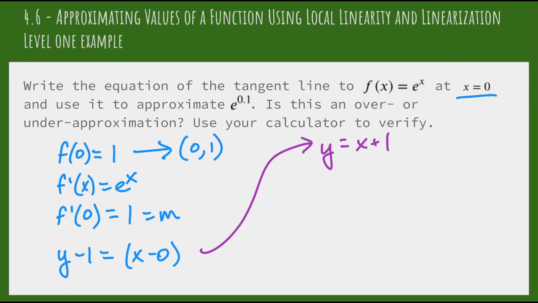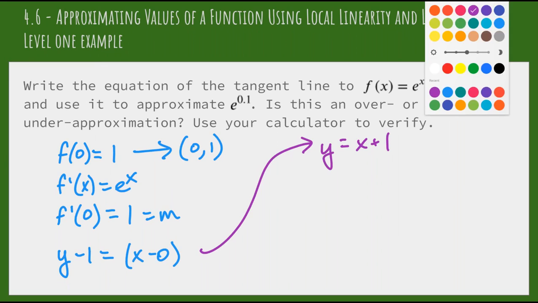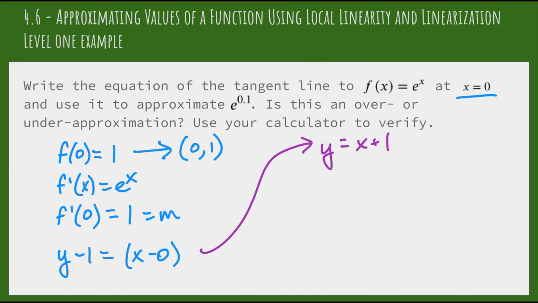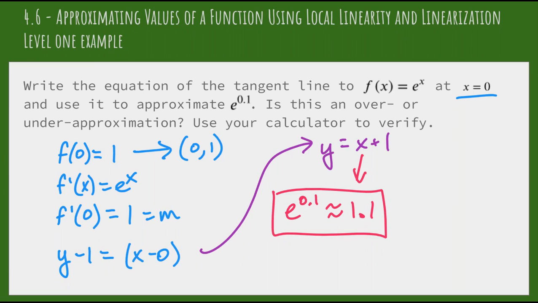So then to approximate e to the 0.1, we're going to plug 0.1 in here, and we get 0.1 plus 1, which is 1.1. This I don't actually have to write, so I'm plugging it into this expression here. So I'm going to write e to the 0.1 is approximately equal to 1.1. So that's our answer. Again, we got that by plugging 0.1 in for x there.